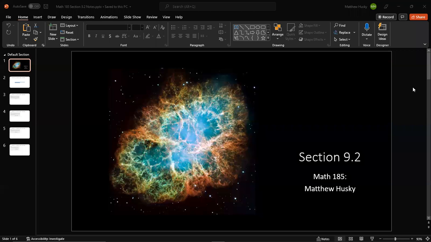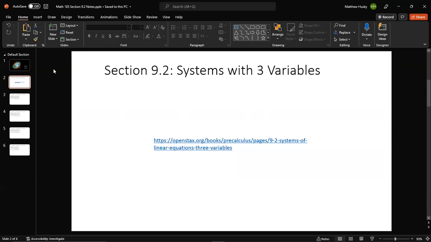Hello, everybody. We're now going to talk about section 9.2. When last we met, we talked about systems of equations with two variables. Now we're going to step things up a notch and look at systems of equations with three variables.